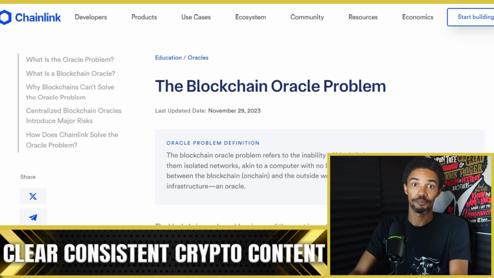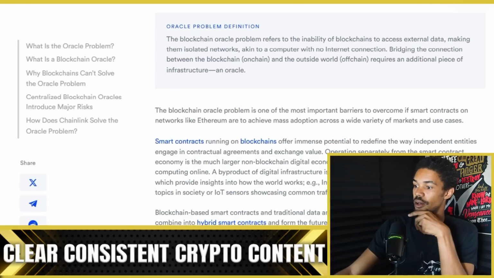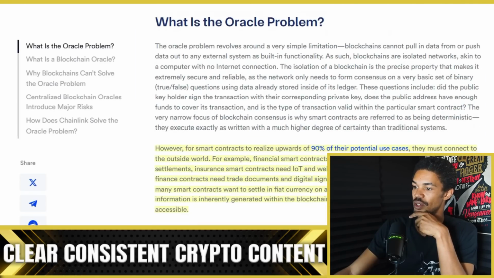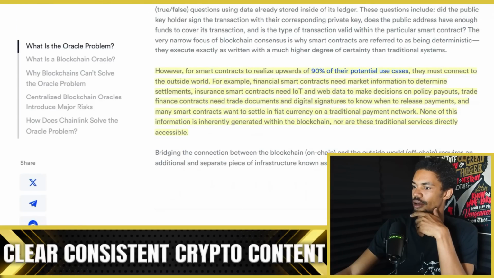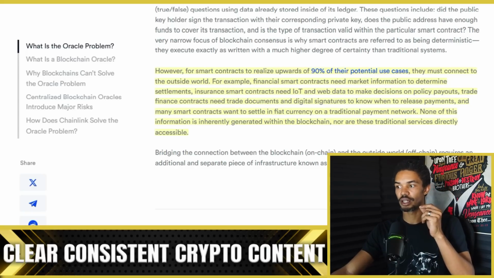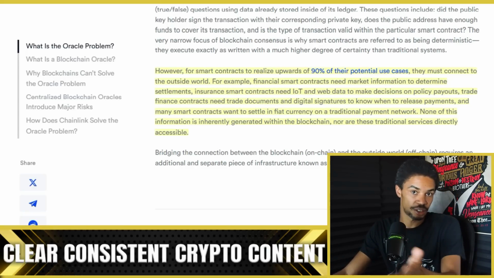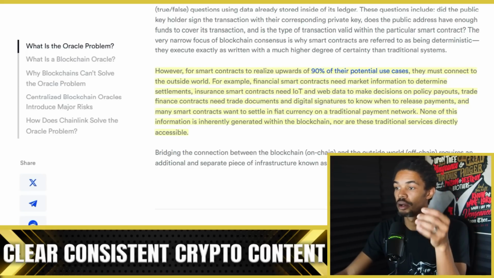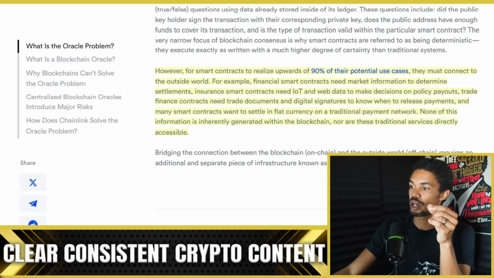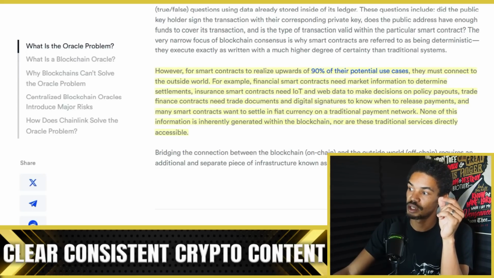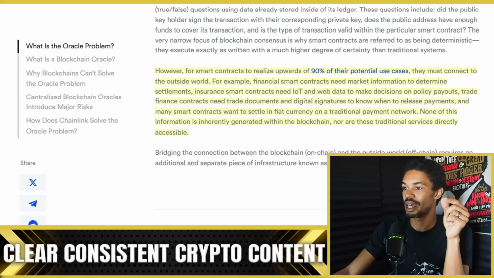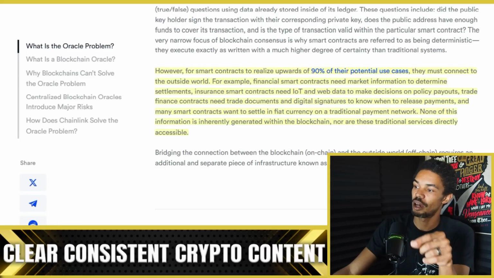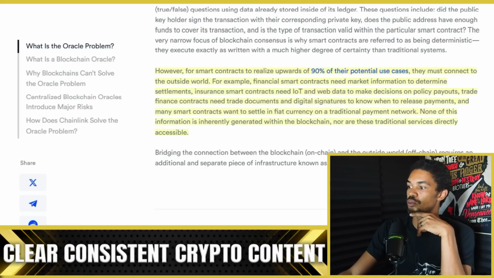That data, as they're going to explain here, I love this portion. I believe I still have a highlight. My highlighter app has been tripping recently, but smart contract chains, which the majority of the projects in the crypto space are aiming to be now, and the most popular ones are. However, for smart contracts to realize upwards of 90% of their potential use cases, they must connect to the outside world. For example, financial smart contracts need market information to determine settlements.